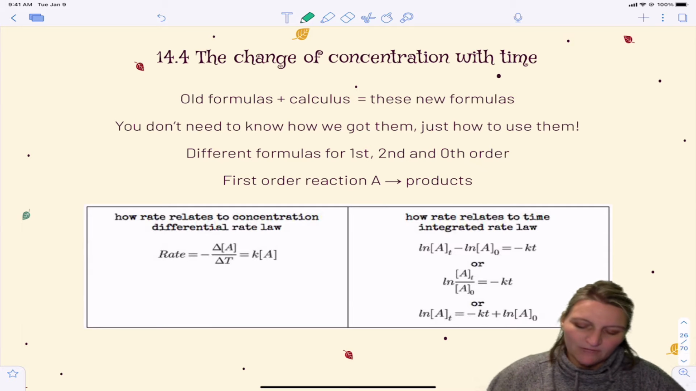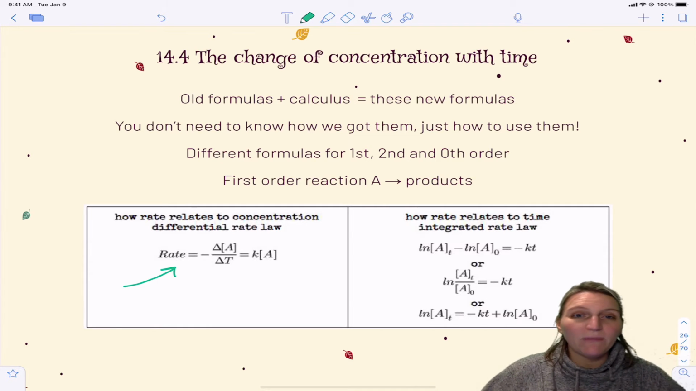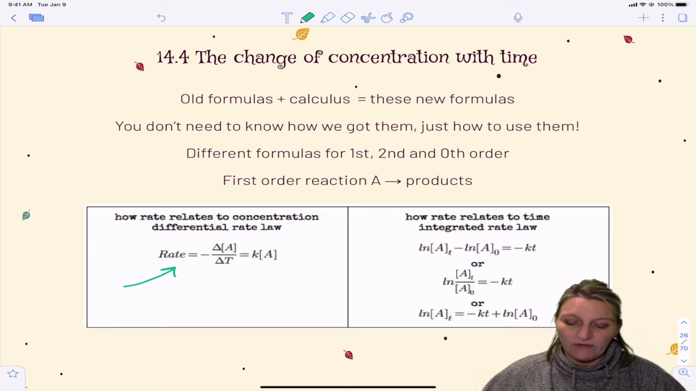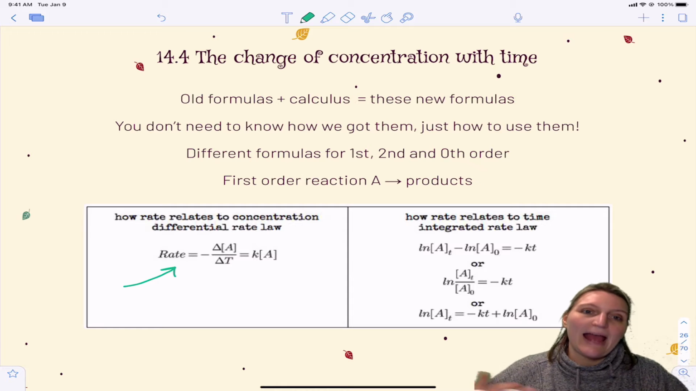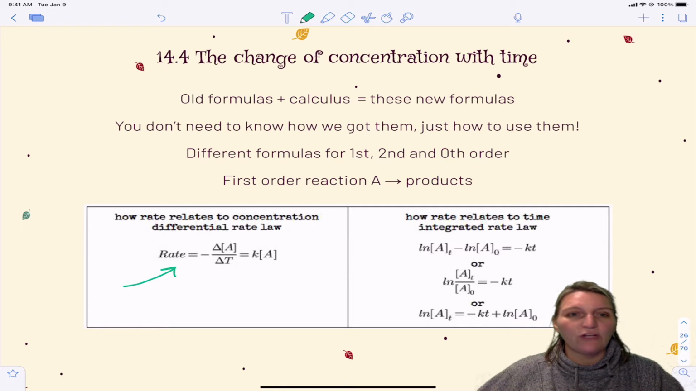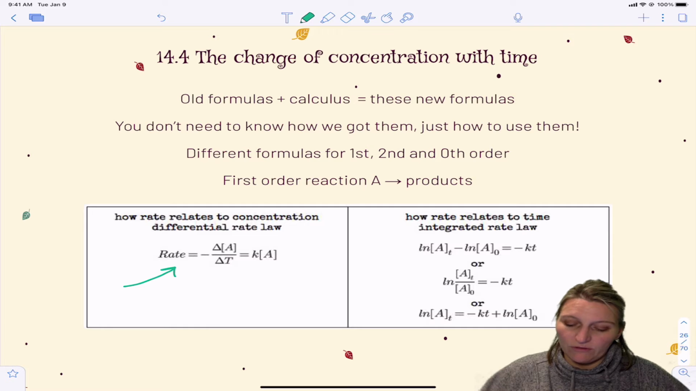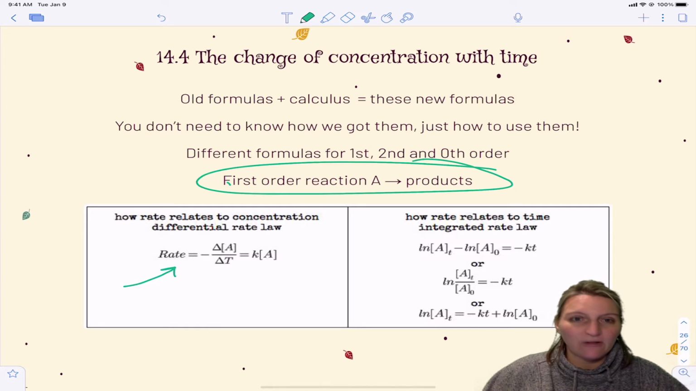They're the most common. So these are the formulas that we've used so far for rate. And rate is the change in one of the chemicals. And in this case, we would say A, one of the reactants. So negative change in A over change in T. And then rate equals k times the concentration of A to the first power, because we're just dealing with first order reactions for this first video.